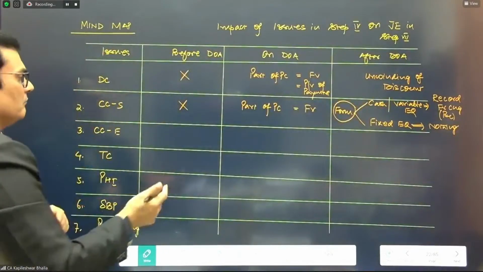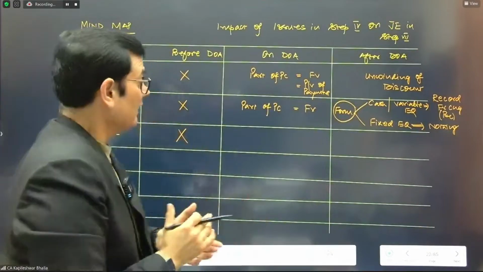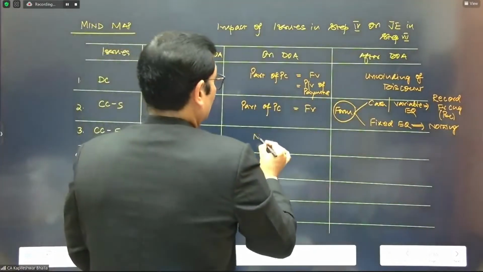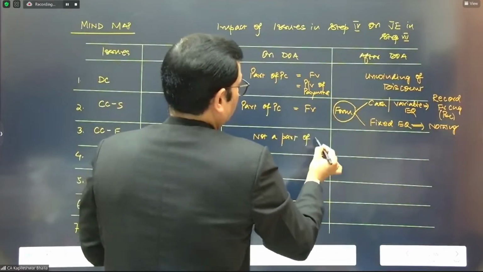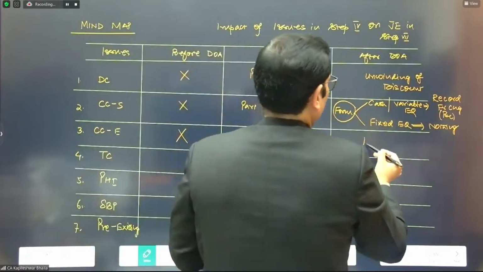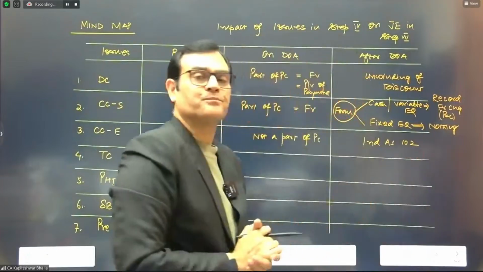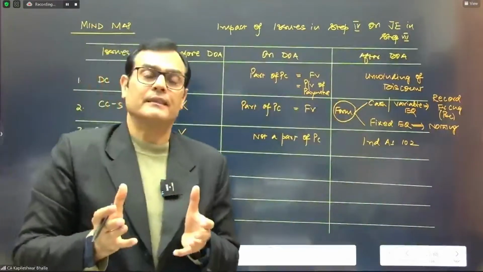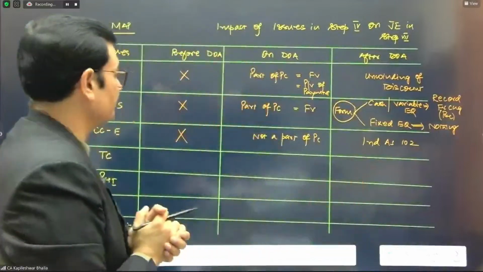Then CCE, nothing before the date of acquisition. And also it is not a part of PC. It is not a part of the purchase consideration. So what do you need to do? You need to basically go in for Ind AS 102 application. So normal accounting under Ind AS 102 would apply in a post-business combination accounting.